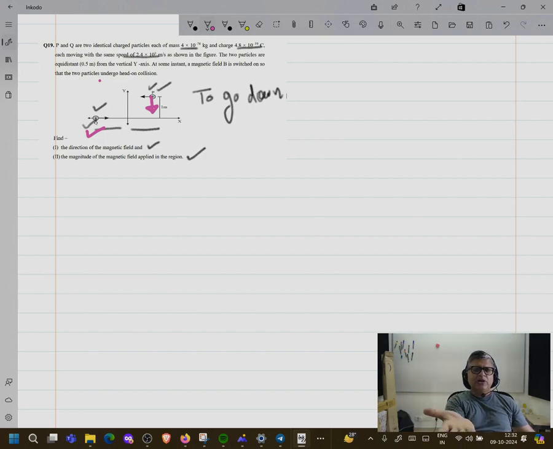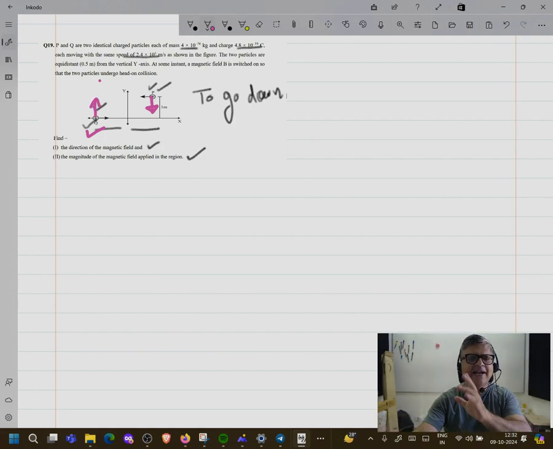So this is my velocity, my fingers are still inside. So my force is going to be upward, right? The force is going to be like this. My velocity is rightward on the lower particle. The field I have chosen, I've guessed, is inside. The force is upwards.